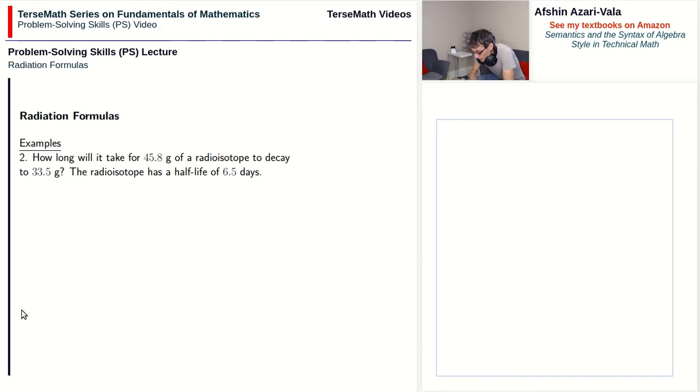Problem 2. How long will it take for 45.8 grams of a radioisotope to decay to 33.5 grams? The radioisotope has a half-life of 6.5 days. Now in this case we can solve the problem in two different ways. One is to use these two equations at the same time. We will use equation number 1 to find n, because m and m0 are given. The only thing that's missing then is n. Once we have n, then we'll put n into the second formula along with the given value for Th, which is 6.5 days, to find T.